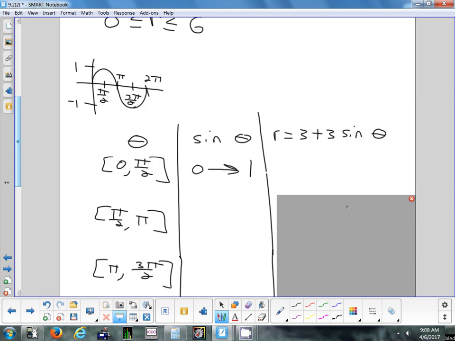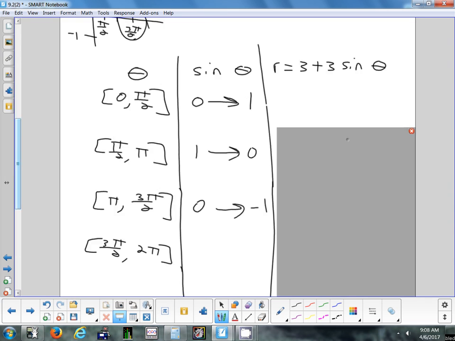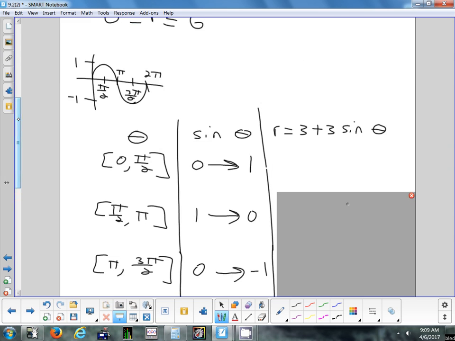What about from pi over 2 to pi? The y values start at what and head towards what? 1 to 0. Heads from 1 to 0. How about from pi to 3 pi over 2? From 0 to -1. Starts at 0, heads towards its lowest, and then what about in the last section? From -1 to 0. -1, back to 0, and now we're back at the beginning again, and it's going to repeat.